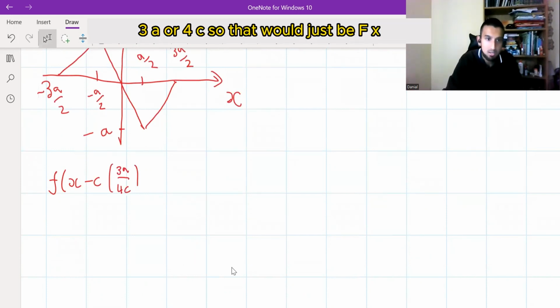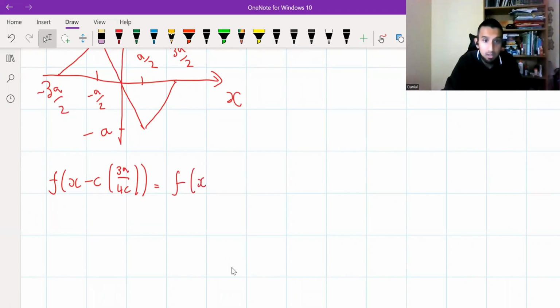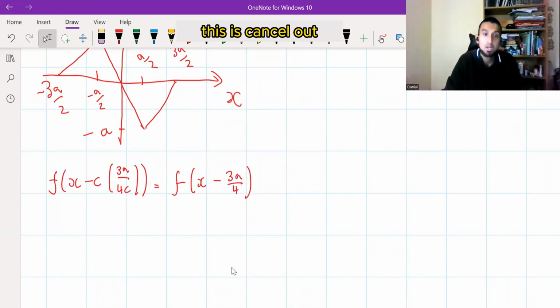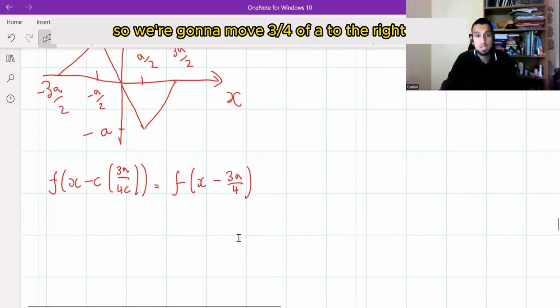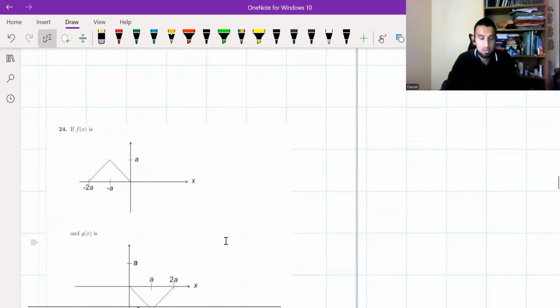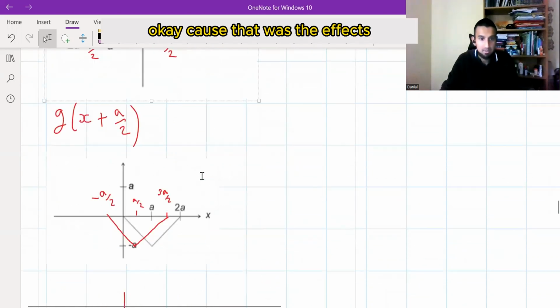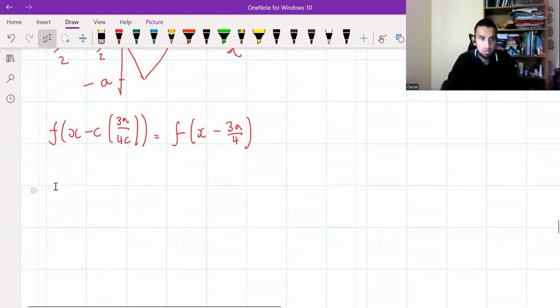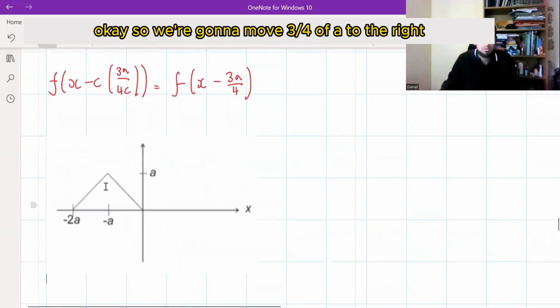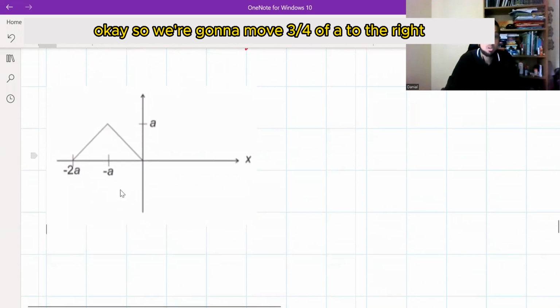3a over 4c. So that would just be f(x) minus 3a over 4, isn't it? The c's just cancel out. So we're going to move 3/4 of a to the right for this function, okay? Because that was the f(x). Okay, so we're going to move 3/4 of a to the right.